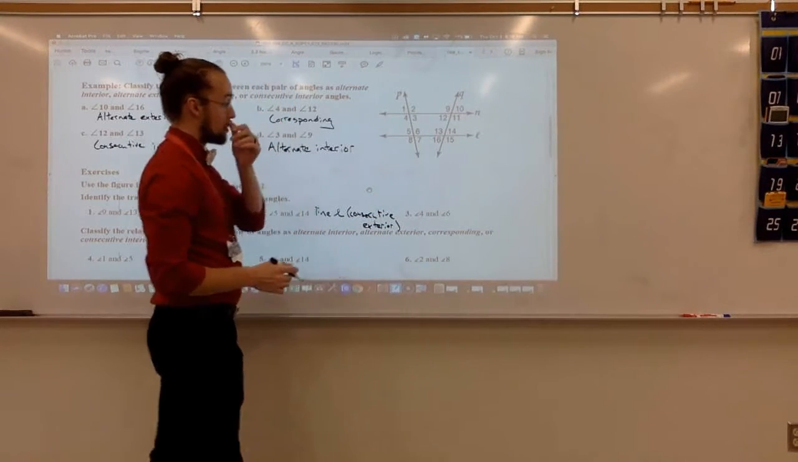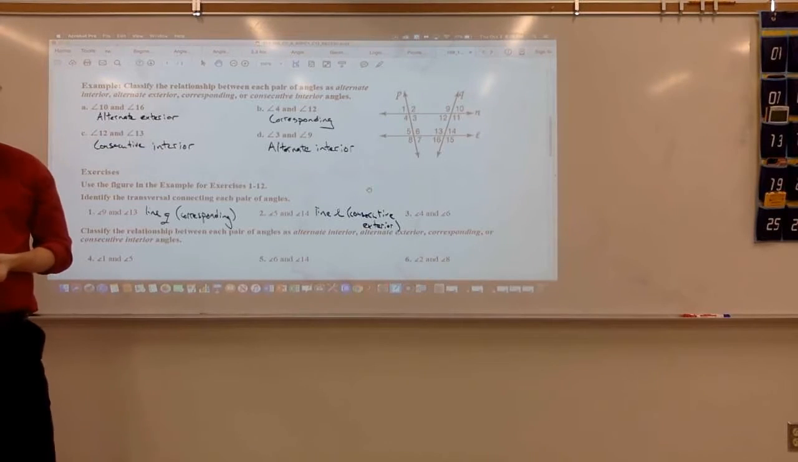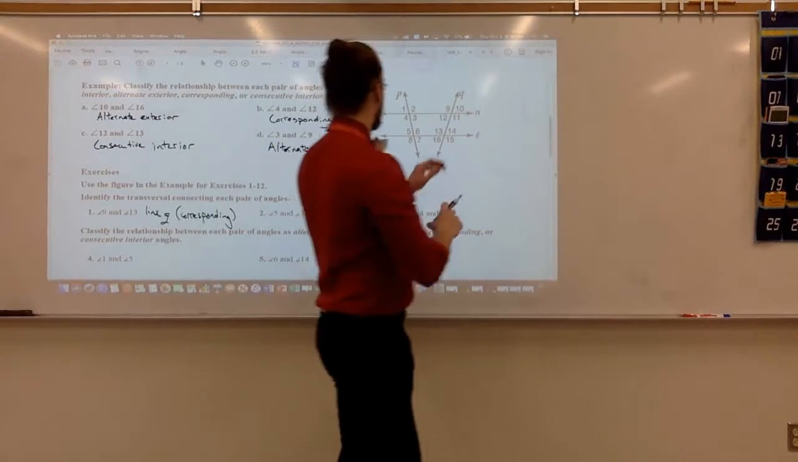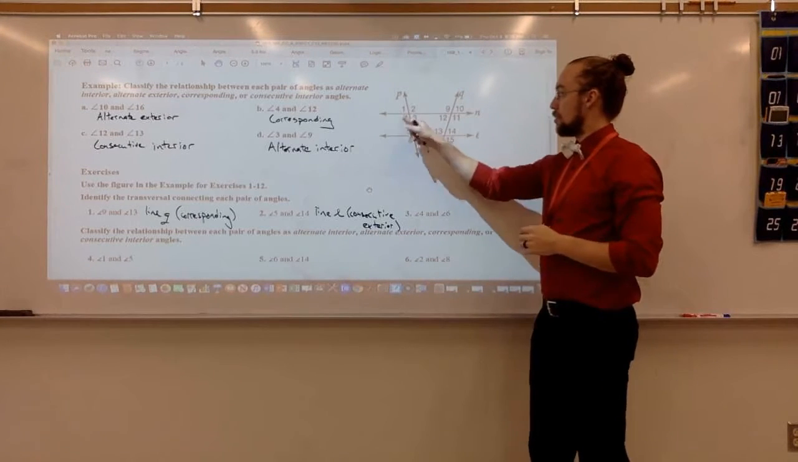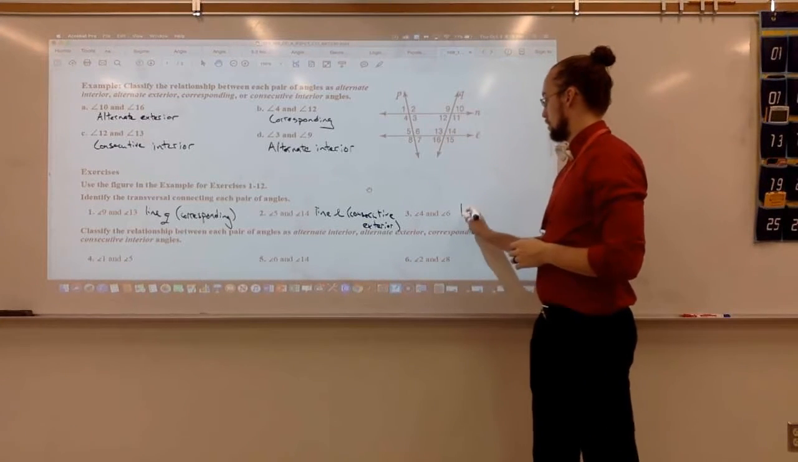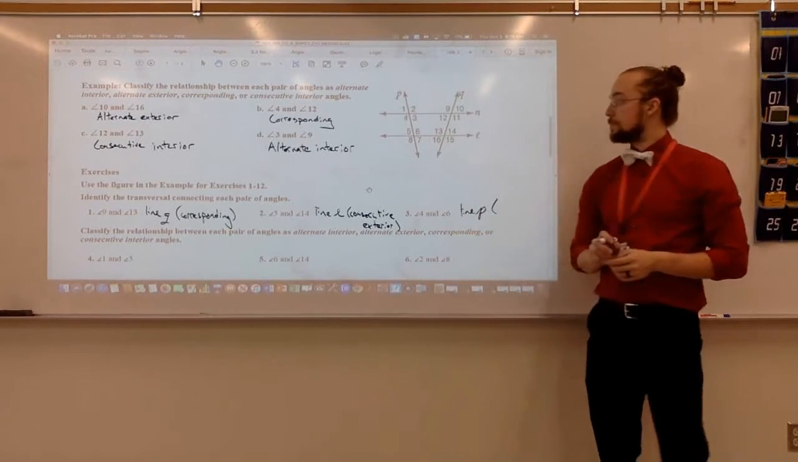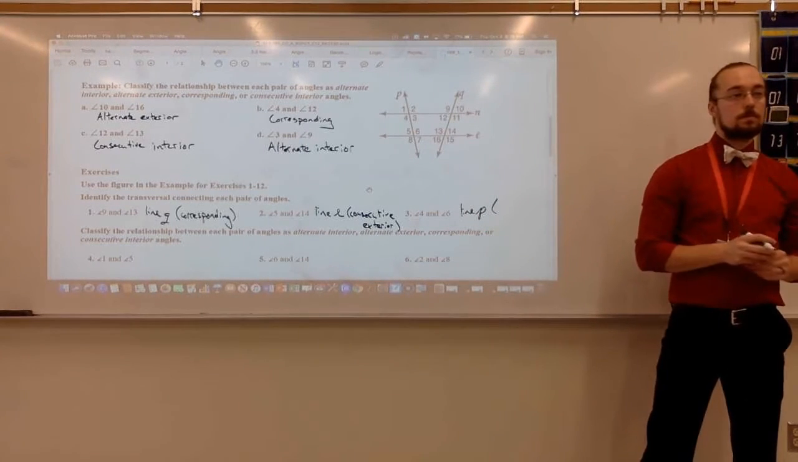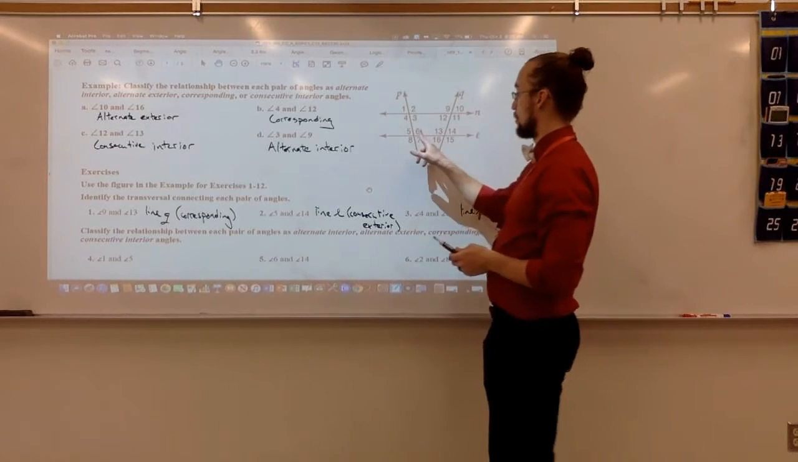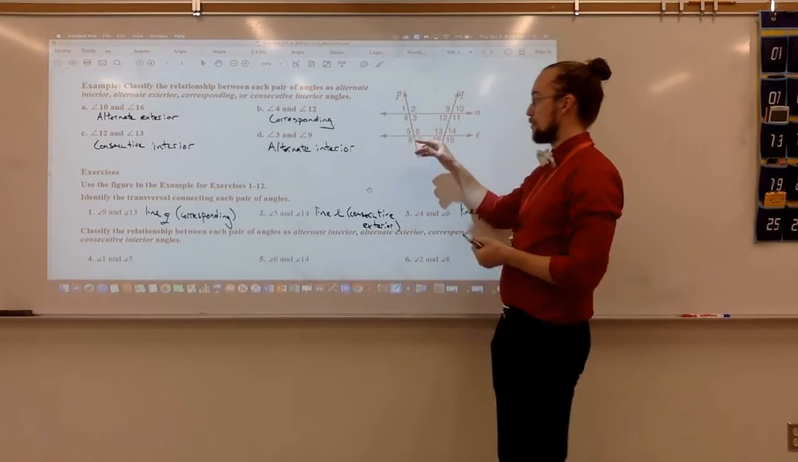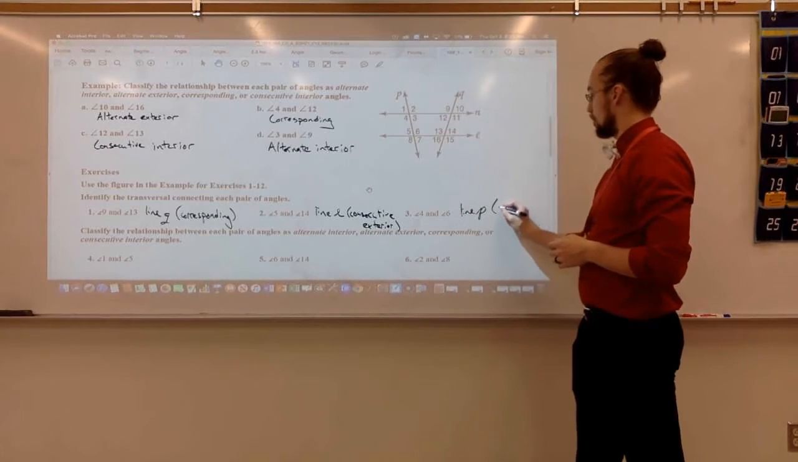How about 4 and 6? What is the transversal connecting them? P, right? So I can cover up this half of the diagram and just look at what's the relationship between 4 and 6 now. Alternate interior, right? They're on opposite sides of the transversal, and they're both on the inside of the two parallel lines.